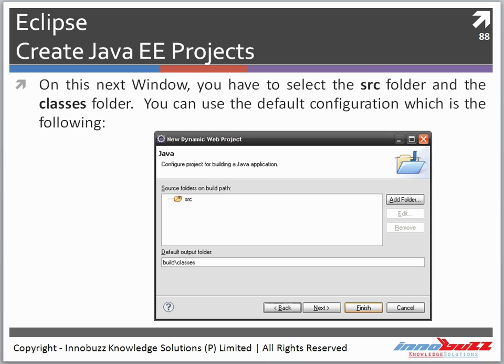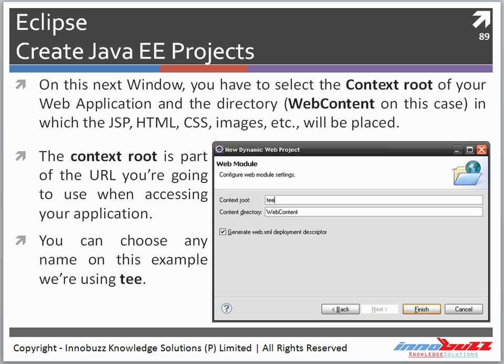This next screen will allow you to define the source folder and the class folder. Here you have to define the context root of your application. This is how your project will be accessed. This name will be a part of the URL for accessing your web project. For this tutorial, TEE will be used.